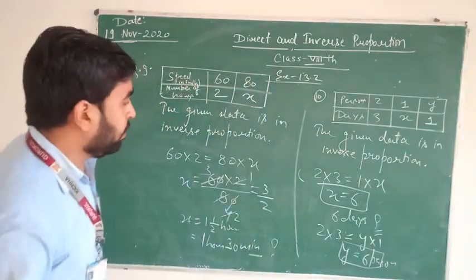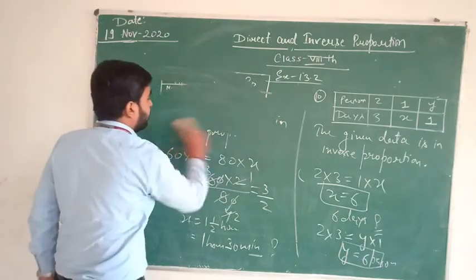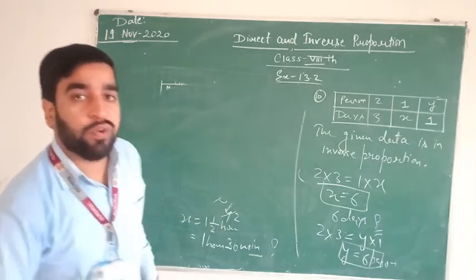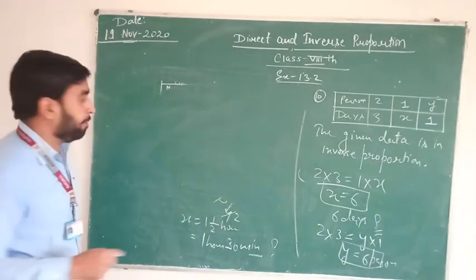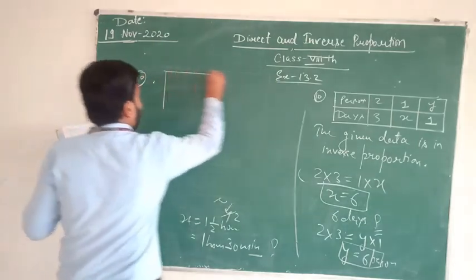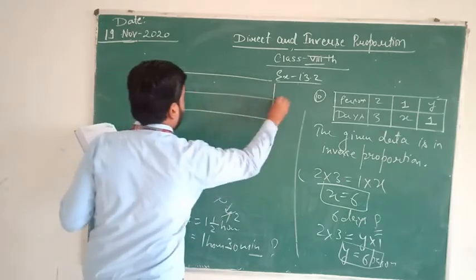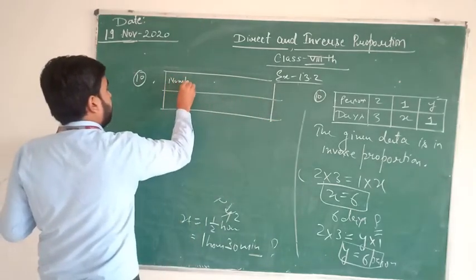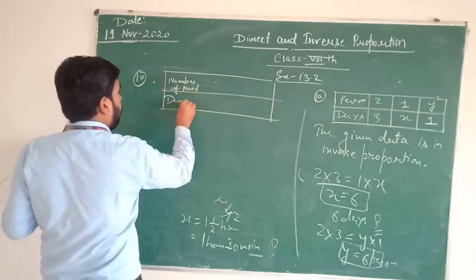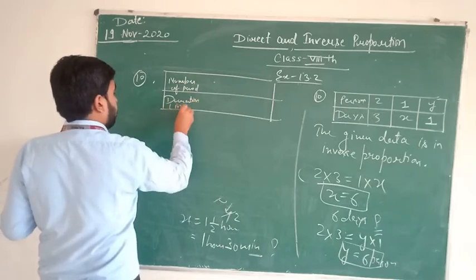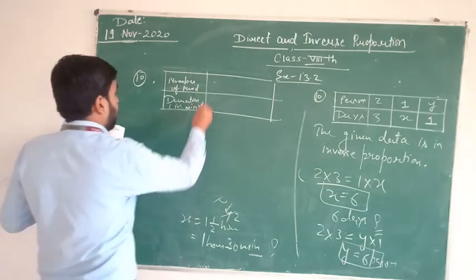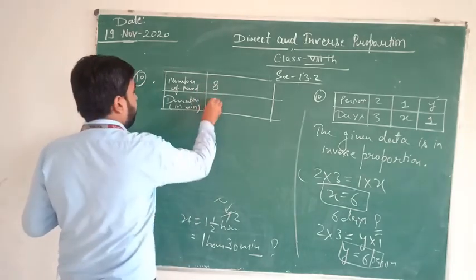Now question number 11. This is the last question of this exercise. I am just making out the table. The rest will be your homework, means the solving part will be done by you. So the question says, a high school has 8 periods. So number of periods and duration. Duration means how long the period goes on. That is in minutes. So let me mention in minutes. So 8 periods, 45 minutes.